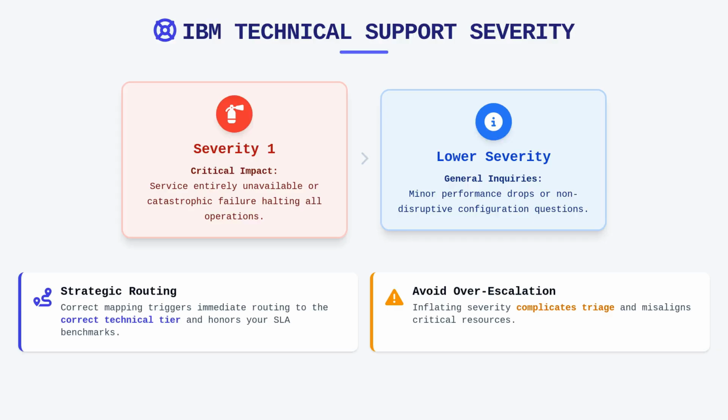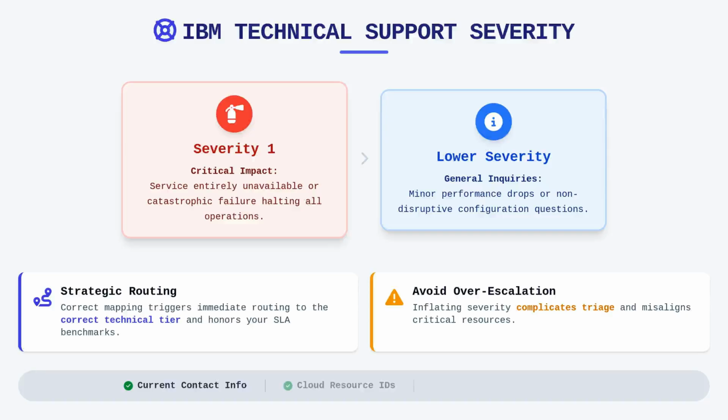This logical alignment ensures that the support organization can function predictably, meeting the performance benchmarks promised in your specific support plan. Always verify that your contact information is current and that the specific cloud resource identifiers are included, as this allows the support personnel to examine the infrastructure precisely where the anomaly was documented.